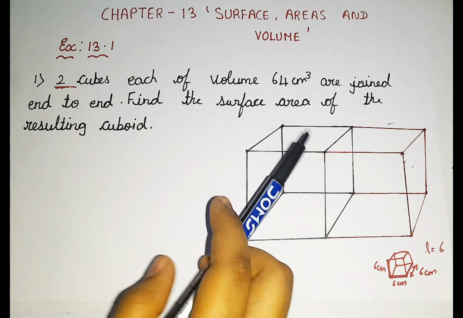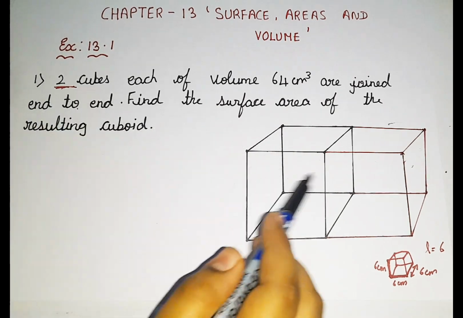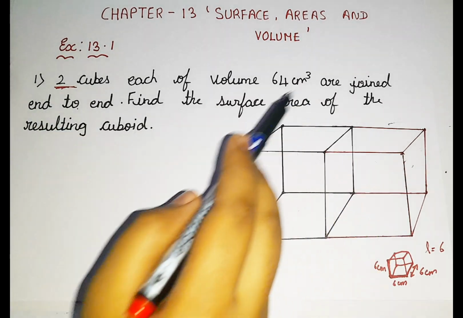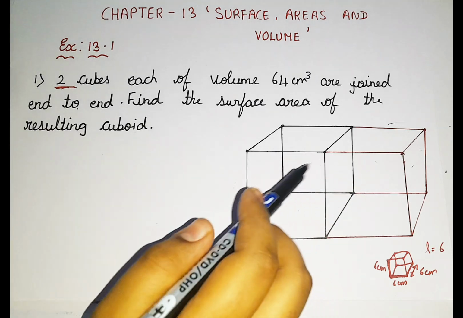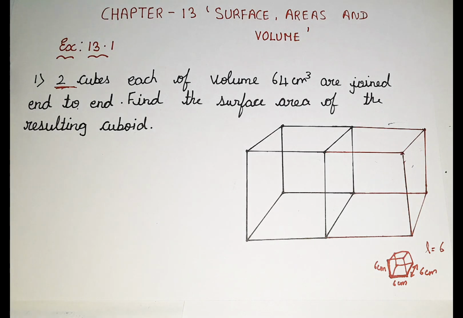Okay, so now they mentioned the 2 cubes. So these are 2 cubes, right? So completely, what is the figure? Completely it is a cuboid. Am I right? So a cuboid looks something like this. I'll draw it here.